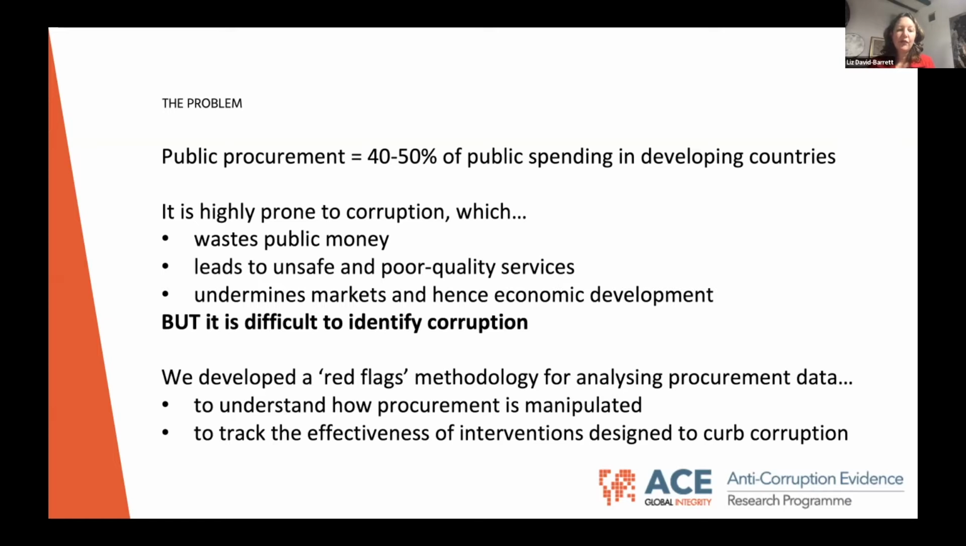And so what we did in the project is developed a red flags methodology, which we used to analyze procurement, looking at whole enormous data sets of public procurement data from countries and from donors. And the idea of the methodology is that we can, by looking at those really big data sets, understand the patterns, to understand how the procurement process is being manipulated, and also then to use that to be able to track the effectiveness of any interventions that are supposed to be curbing corruption by essentially tracking those risks before and after the intervention.